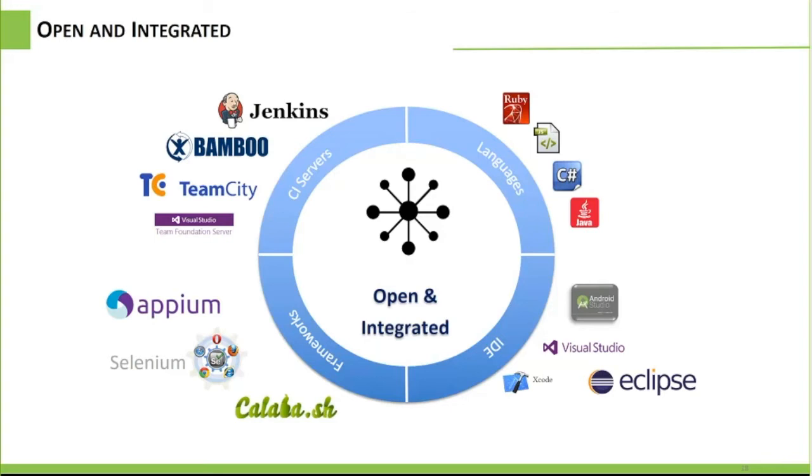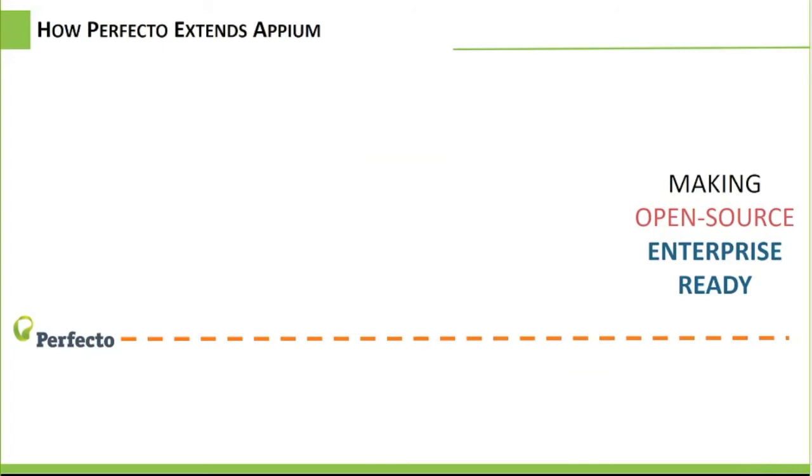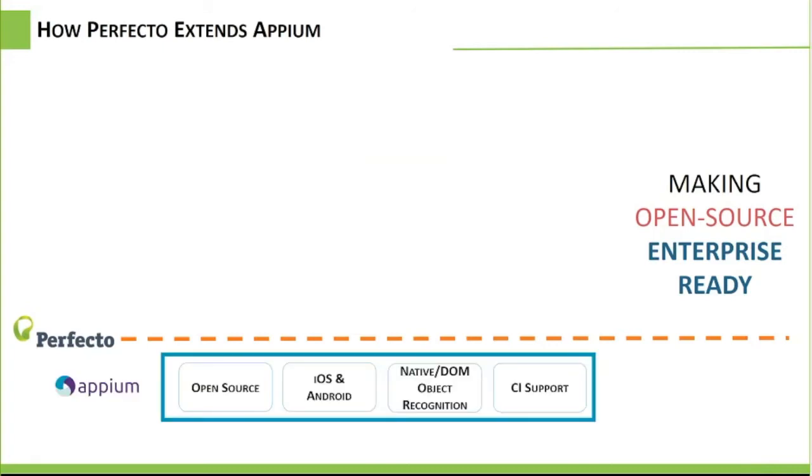Now, what are we doing specifically when it comes to Appium? So I mentioned that Appium provides a number of different capabilities, right? So it's open source, it's iOS and Android, it provides native and DOM object recognition, as well as it integrates with a variety of CI systems. So we overlaid what we call enterprise extensions on top of this core Appium platform.